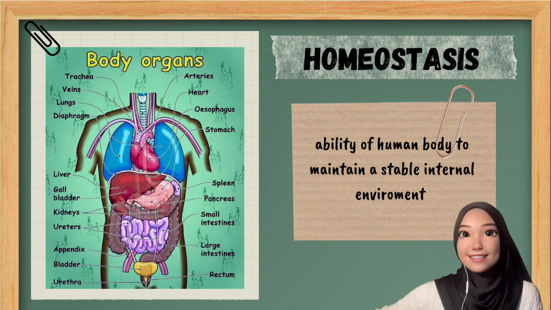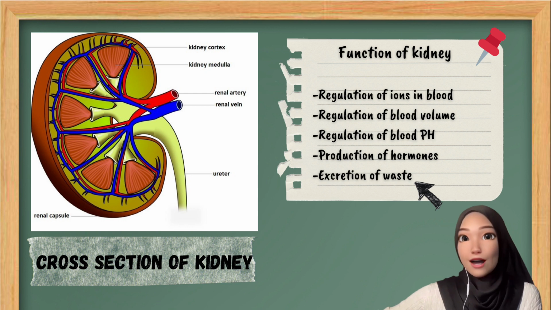And as you can see from here is the body organs of humans, and the kidney is the organ that is responsible for the process of homeostasis. Now, going deeper into our kidney, as you can see here is the cross section of the kidney, which consists of the kidney cortex, kidney medulla, renal artery, renal vein, ureter, and renal capsule.